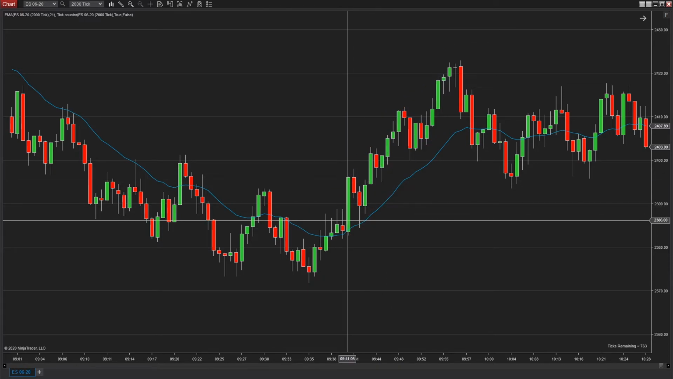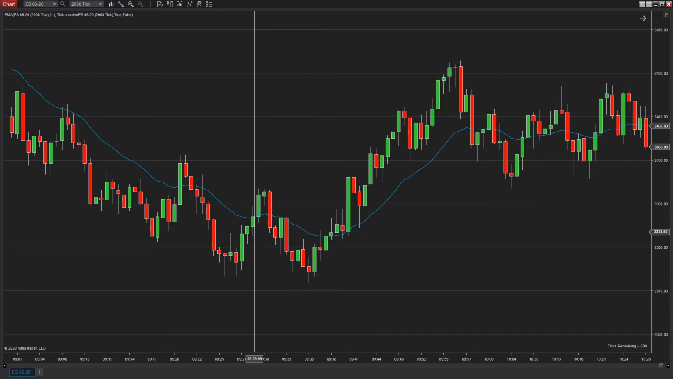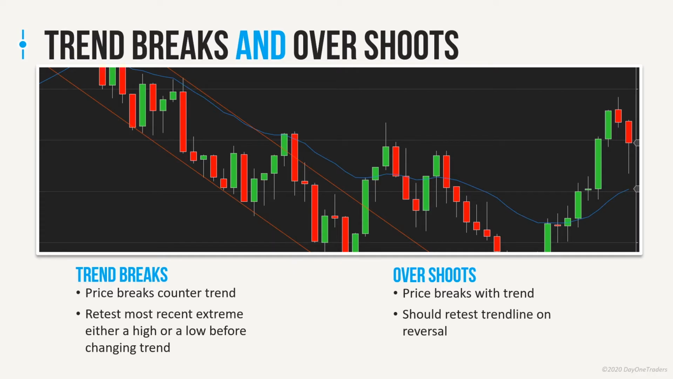Now, what does it mean when a trend channel breaks? And so what we call these is a trend break and a trend overshoot. And so trend breaks are when price breaks counter trend. If we're in a downtrend here, a trend break is when it breaks to the upside.